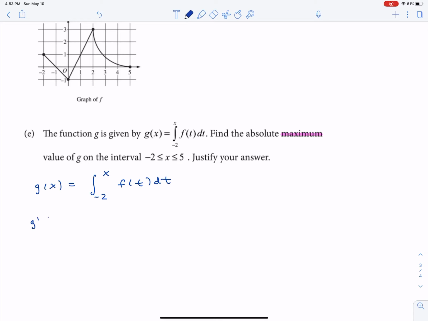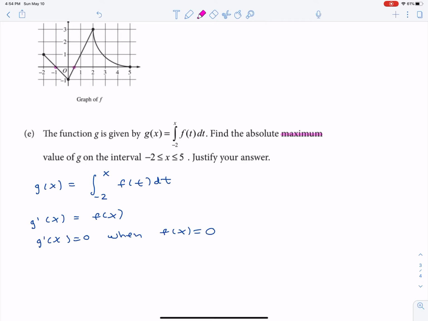Then g prime of x is going to be equal to f of x. And I want to know, for my critical values, where does that equal 0. So I'm going to say g prime of x equals 0 when f of x equals 0. I probably don't need to say that, but I'm just going to do it anyway. So these are going to give us our critical values. And I think you'd agree our critical values are going to be at -1 and 1/2, and the 5 is an endpoint, which we're going to have to consider anyway. So since it's asking for an absolute, we're going to have to consider the endpoints -2 and 5 plus our critical values.